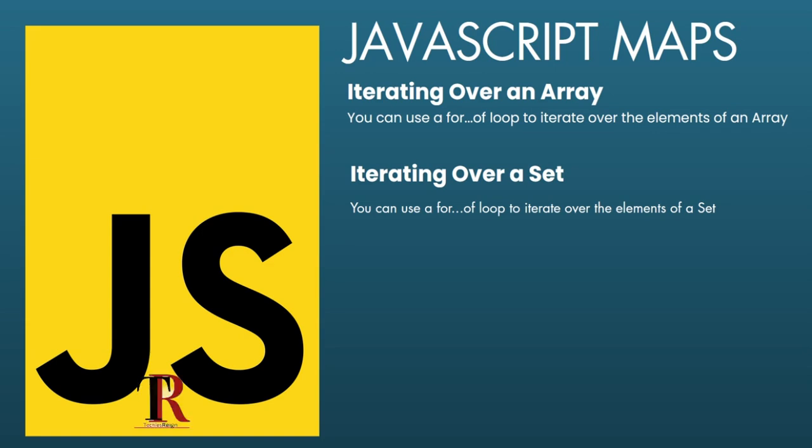In the previous lesson, we talked about how to iterate over array elements, and we were able to demonstrate that using both strings and numbers. So, moving away from that, we will be demonstrating how we can iterate over a set. Now, you can use a for of loop to iterate over the elements of a set.